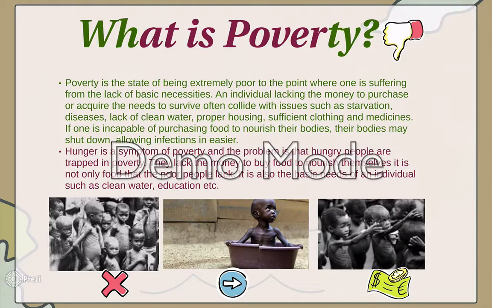Hunger is a symptom of poverty, and the problem is that hungry people are trapped in poverty. They lack the money to buy food to nourish themselves. It is not only food that the poor people lack, it is also the basic needs of an individual, such as clean water, education, and etc.